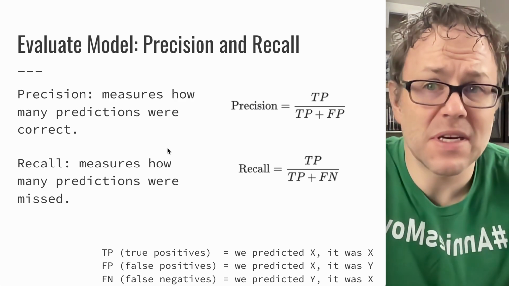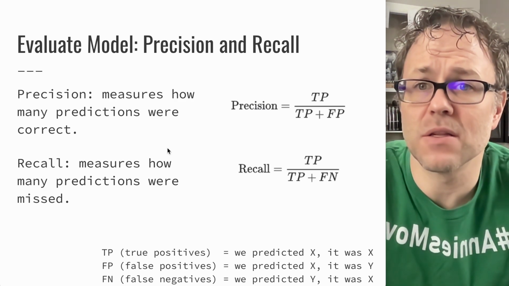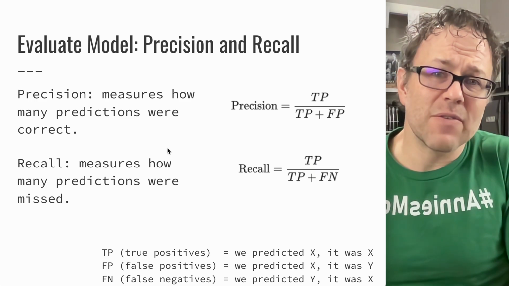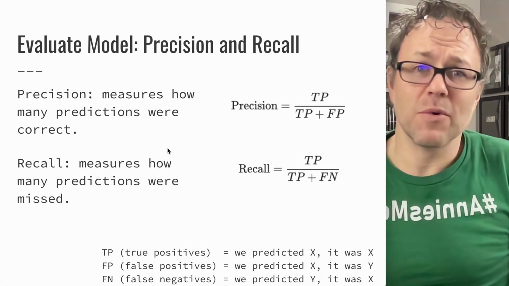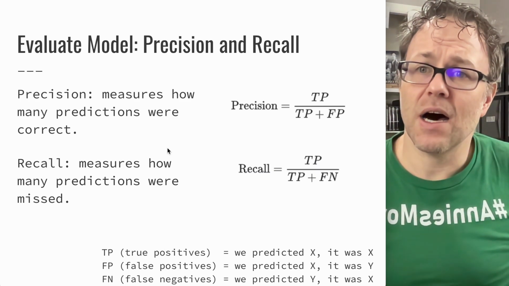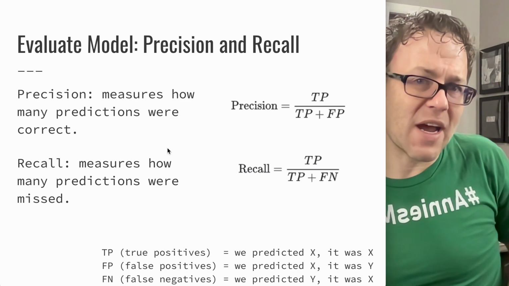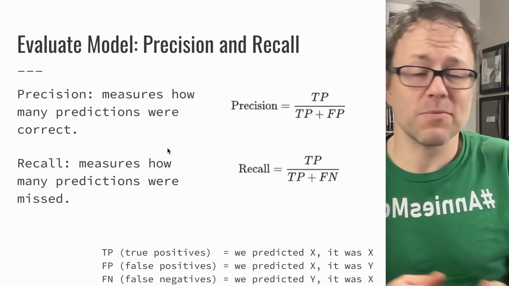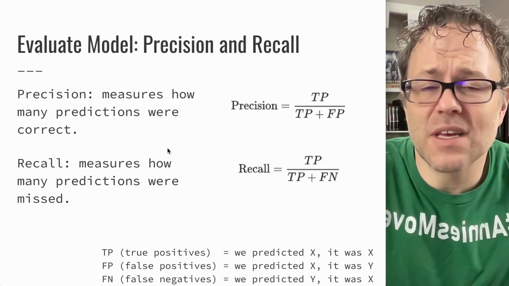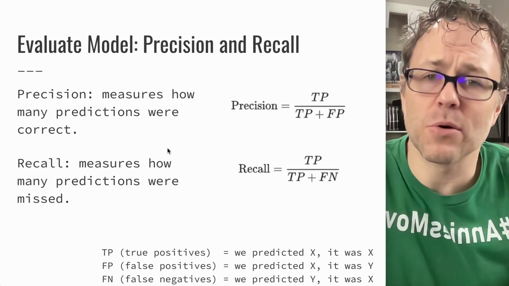And then you can also take a look at precision and recall once your model is trained. Precision is basically how many of your predictions are correct. So that's your true positives divided by the sum of your true positives and false positives. Whereas recall is measuring how many of our predictions were missed. So that's your true positives divided by your true positives plus your false negatives. So each one of these gives you a different viewpoint on how your model performs.